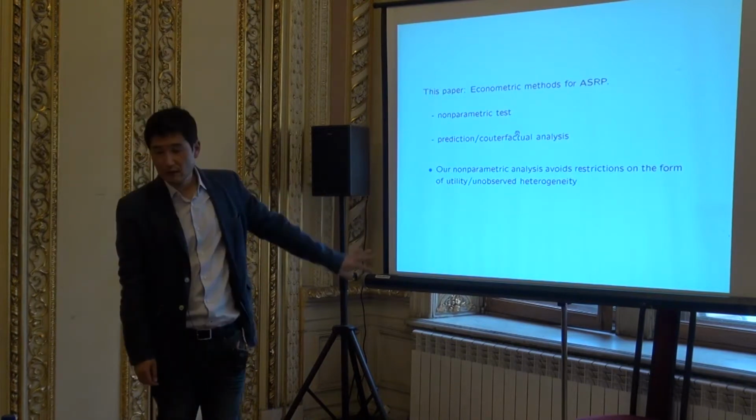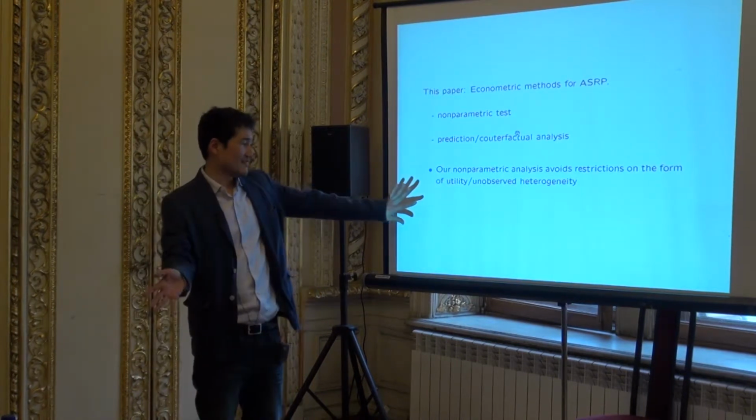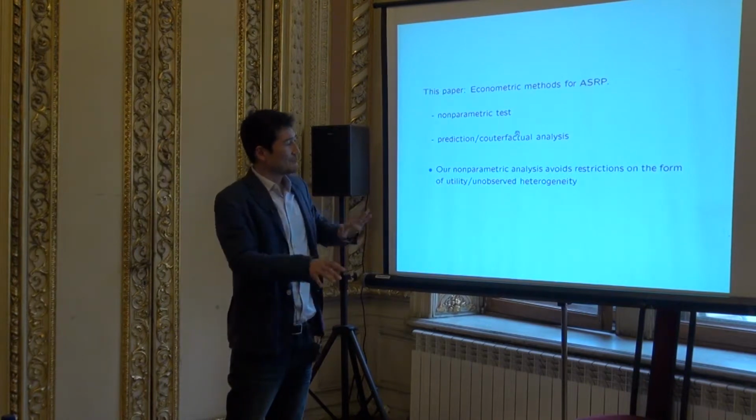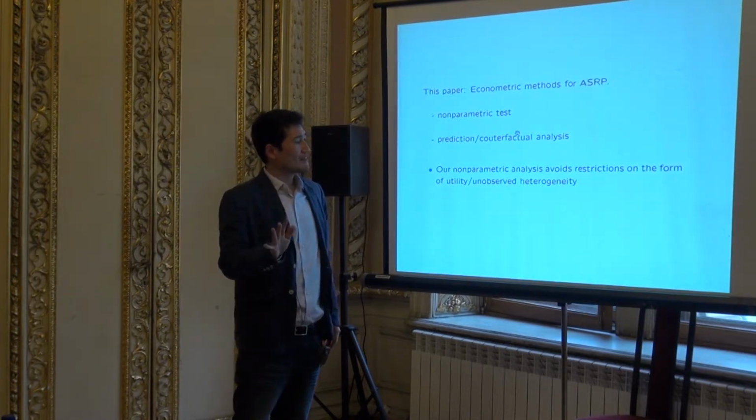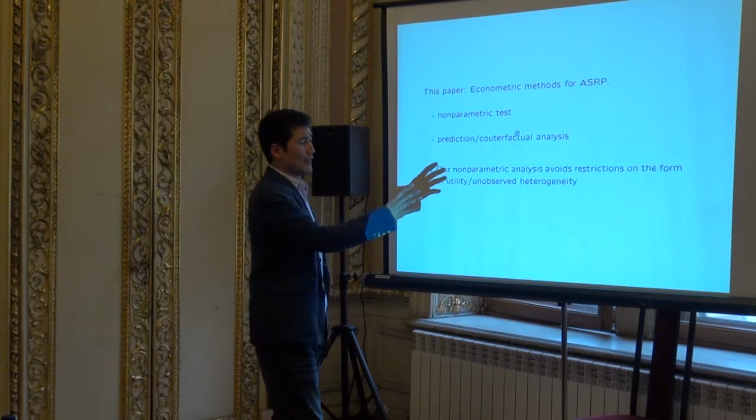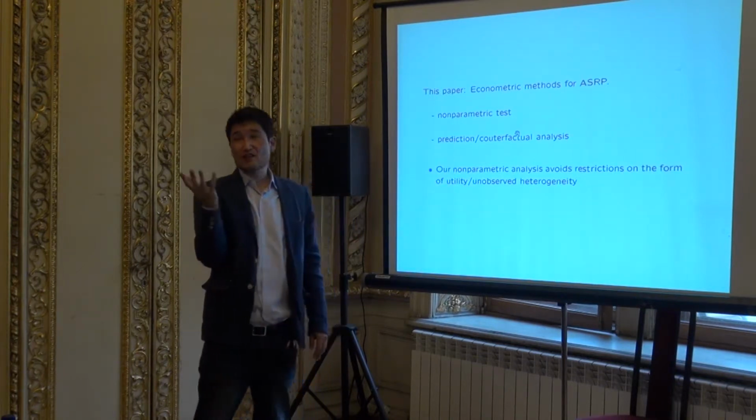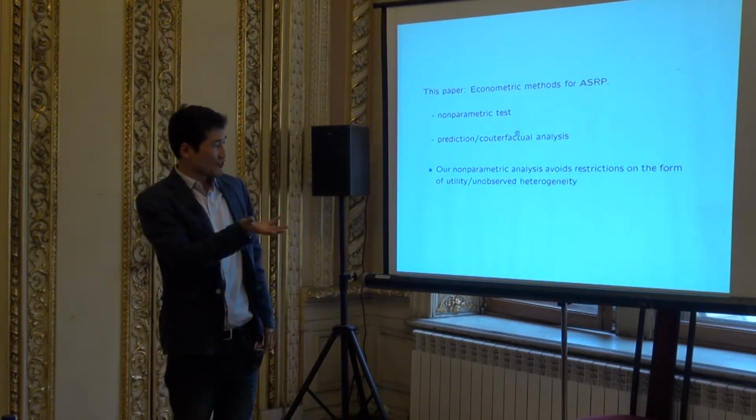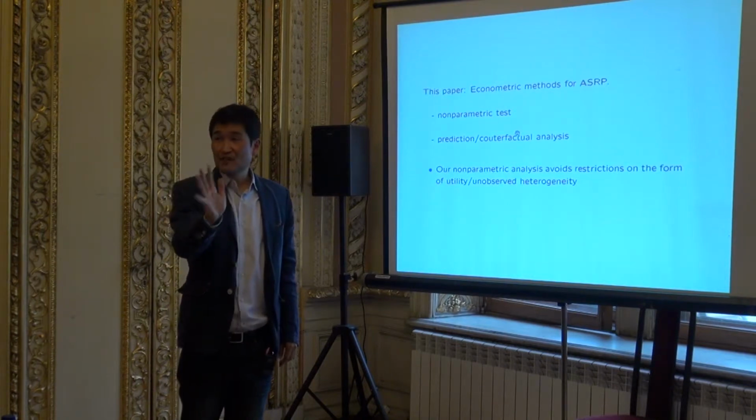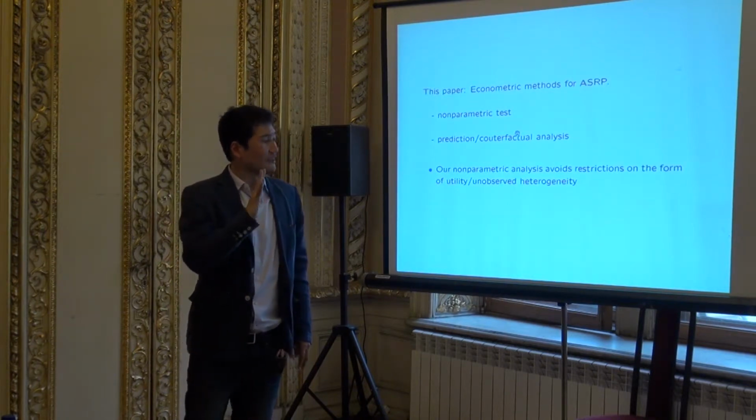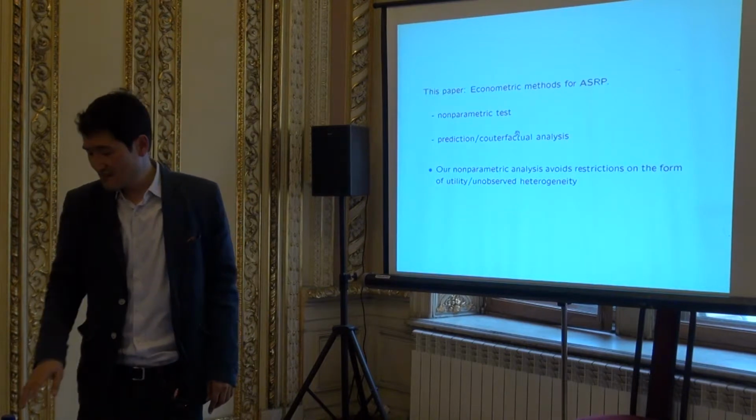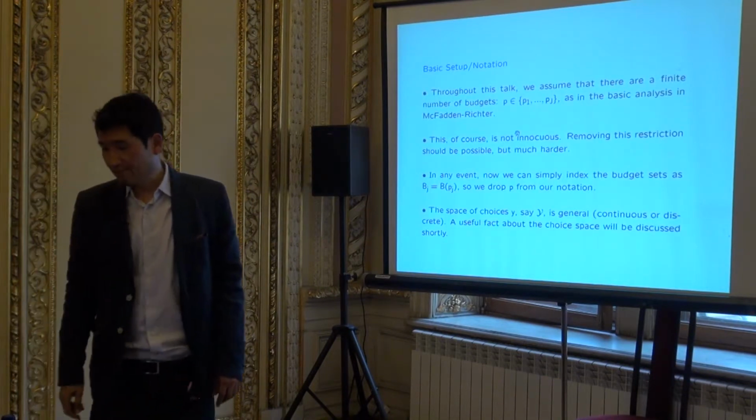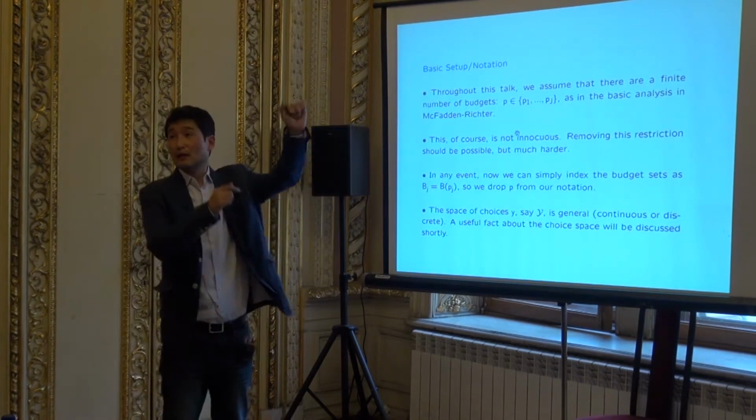Okay, so once again, I said this before, but the bottom line is that we really assume very, very little about the dimension and form of unobserved heterogeneity. The form of the utility function is totally general. So that's what's going on. Okay, so basic setup.